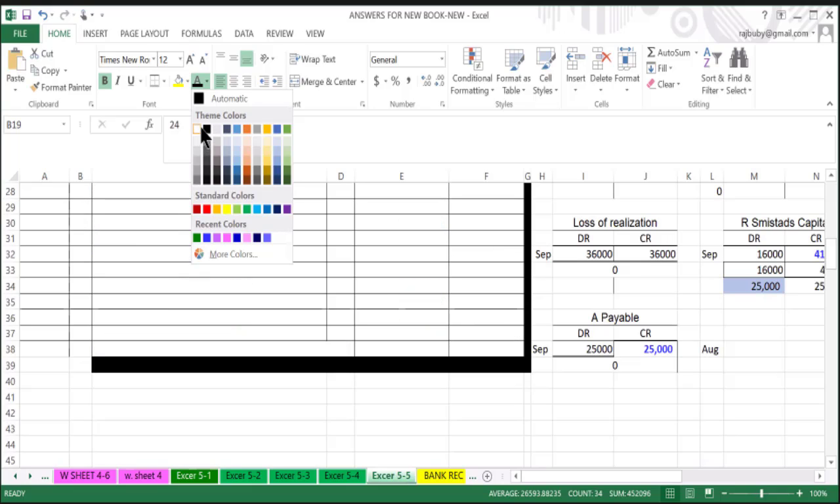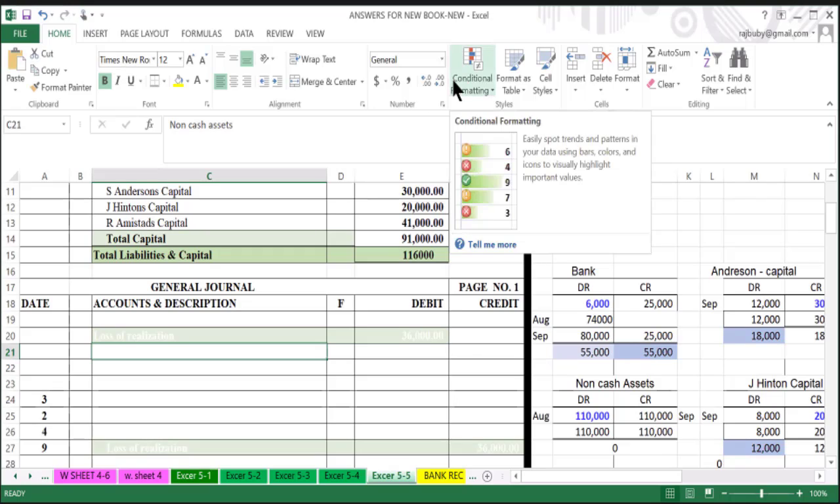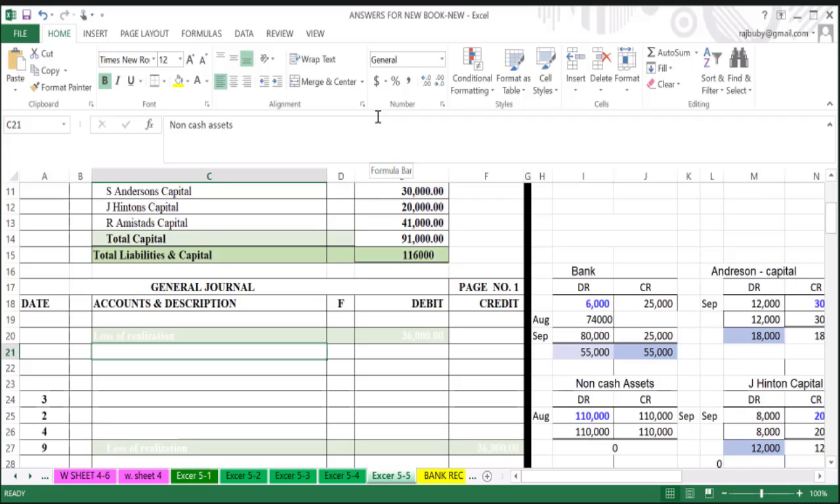Actually, I don't have any idea right now. Okay. Because non-cash assets is 110,000. That is in the debit side, right? Yes. Then they are selling for $74,000. That means they are receiving cash $74,000. The rest is going to be, you already read it about realization, right? Losses of realization, the rest. They got the money.